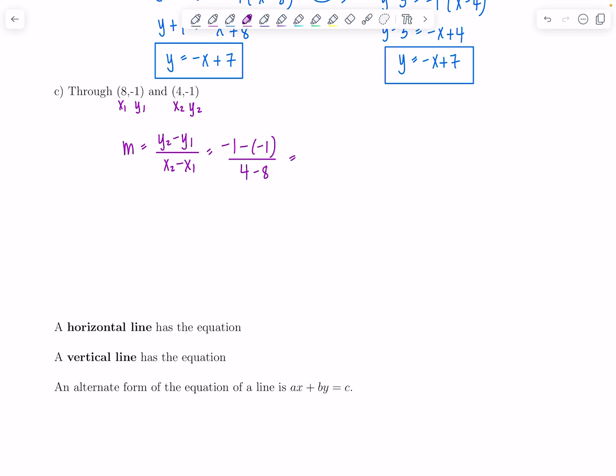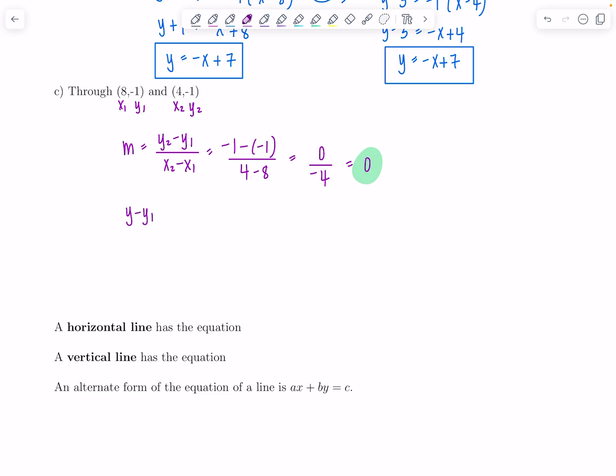Negative 1 plus 1, that's 0, over negative 4. 0 divided by negative 4 is 0. If the slope is 0, what is going on? Do you remember? It means we have a horizontal line. Now there's a shortcut to getting the equation of the line, but I'm going to go through the long process and then we'll talk about the shortcut in a second. So here's the slope. Let's do point slope form.